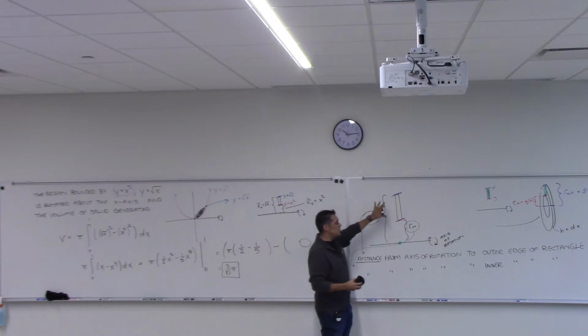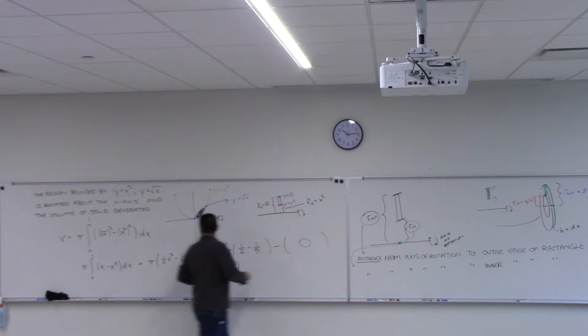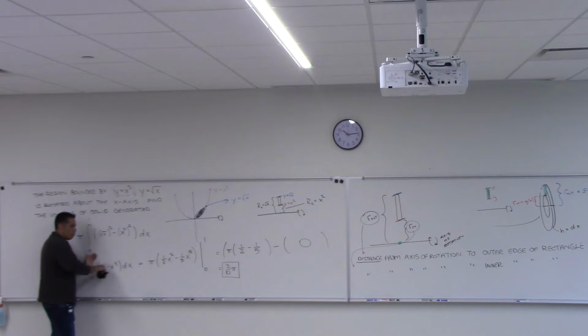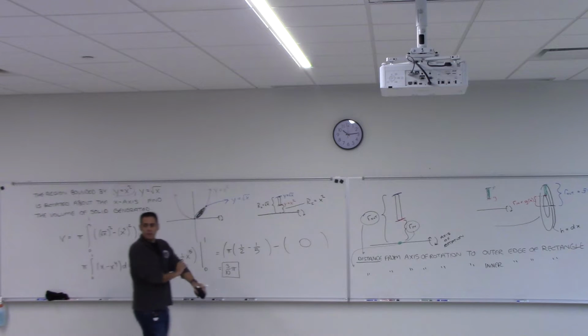Right? The volume of just that single rectangle is just one of these, just one of those slices. This integral adds them all up for us, right? We good?